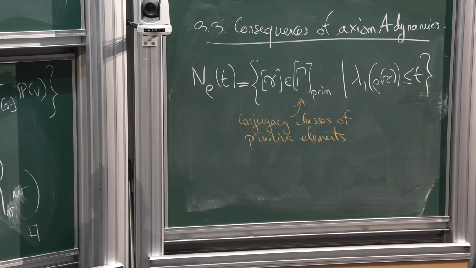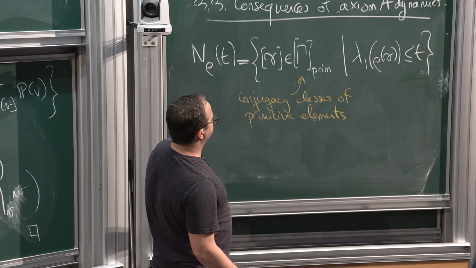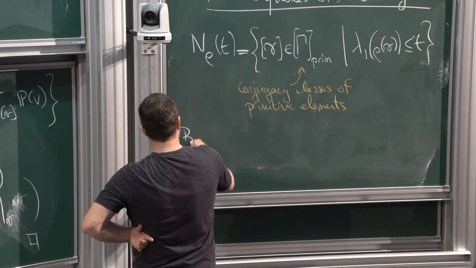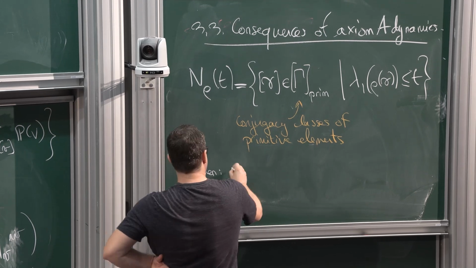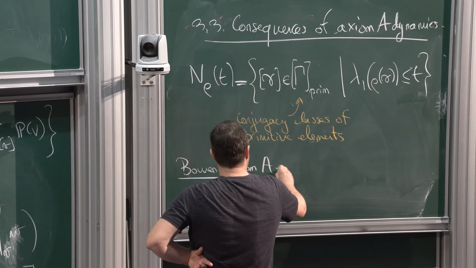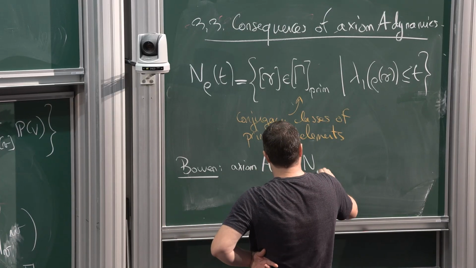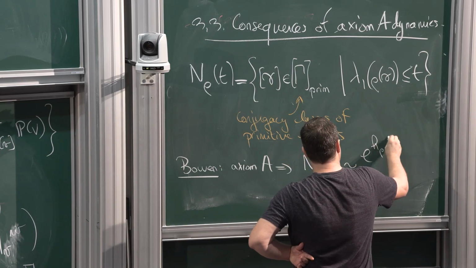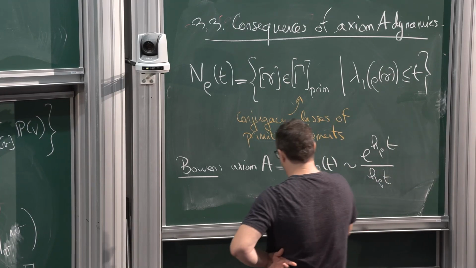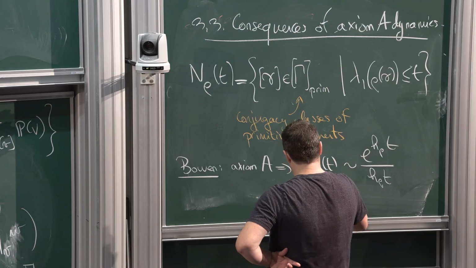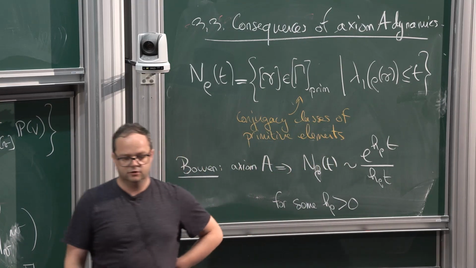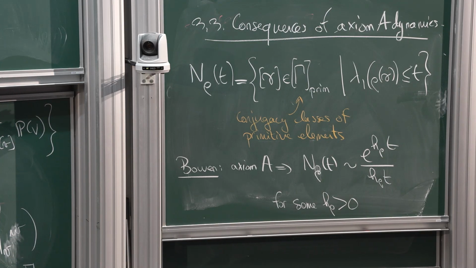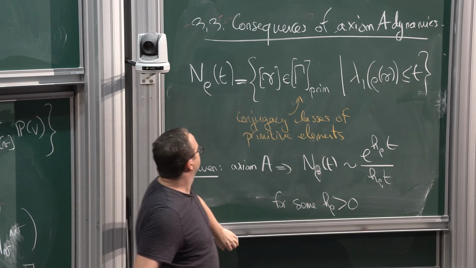Okay, and now there are actual theorems that will tell you, for example, for axiom A flows with just this length here, I think this would be Bowen. That implies that you have an asymptotic for n rho of t of the form exponential h rho t over h rho t, for some h rho, which is a positive number, which is the topological entropy of the flow in k rho. But also from this definition, you could write it as some exponential growth of this number, n rho of t.